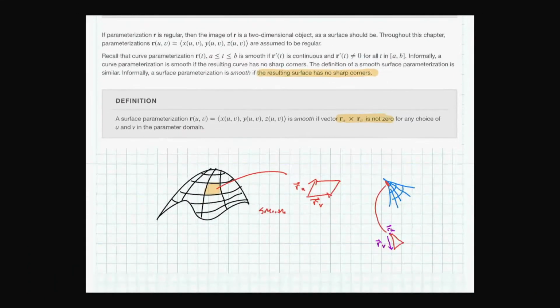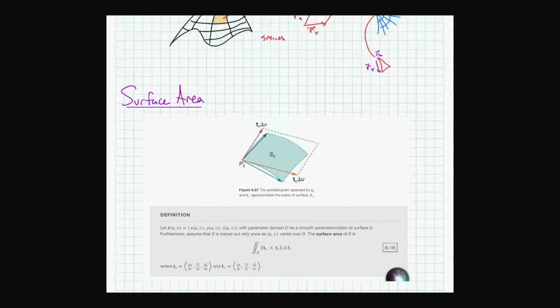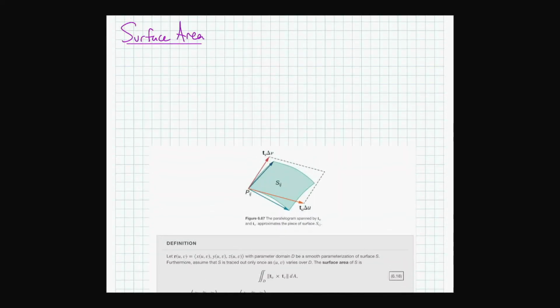All right, so anyway, enough of that. Let's talk about surface area now. How are we going to calculate surface areas here? Let me see if I have a picture. Yes, I do. I'll just give us the definitions. Actually, let me move this down. After we parameterize a surface, we can calculate the surface area of the surface.